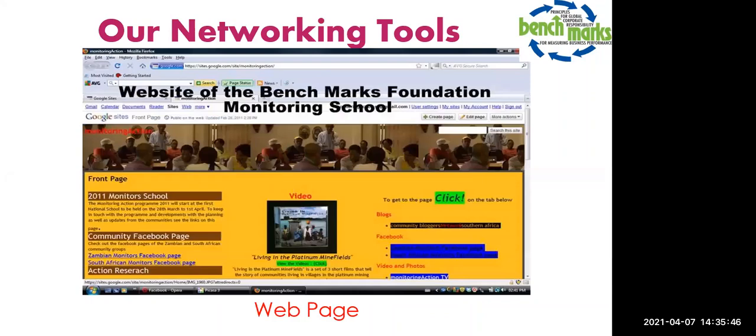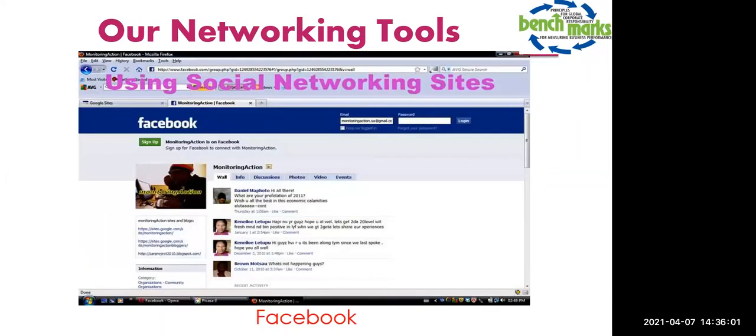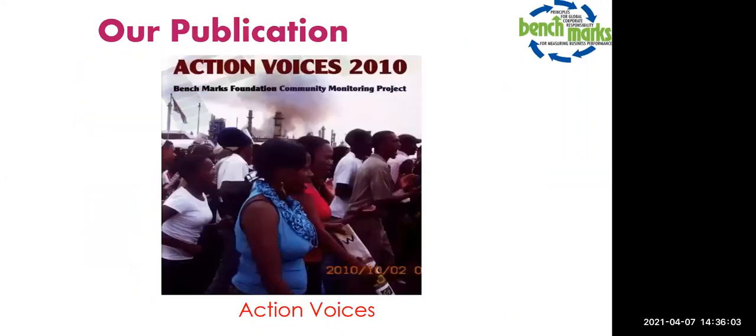This is a typical block that a community will have. This is not necessarily a Benchmarks block. It is one of the community blocks. This one is for Ikemereng. So they have blocks like this where they actually write their own stories and upload their own stories. They have their Facebook page where you can go, and these are the type of reports that Benchmarks annually will have, an action voice report from the stories that they themselves are writing.